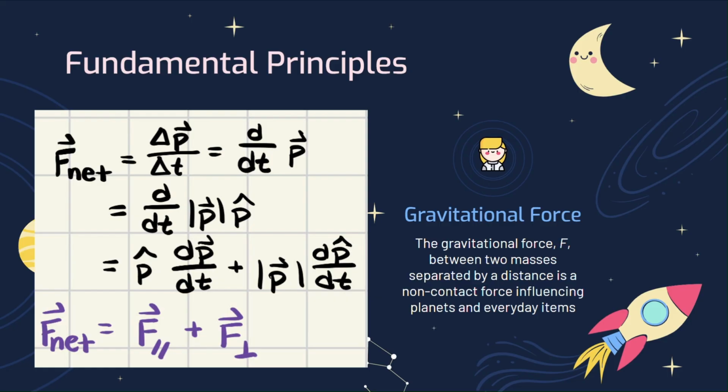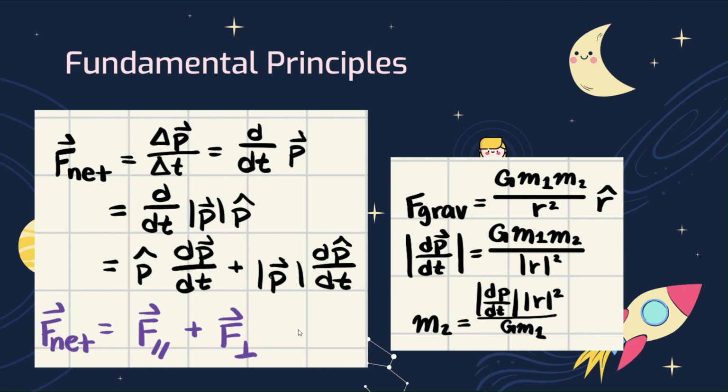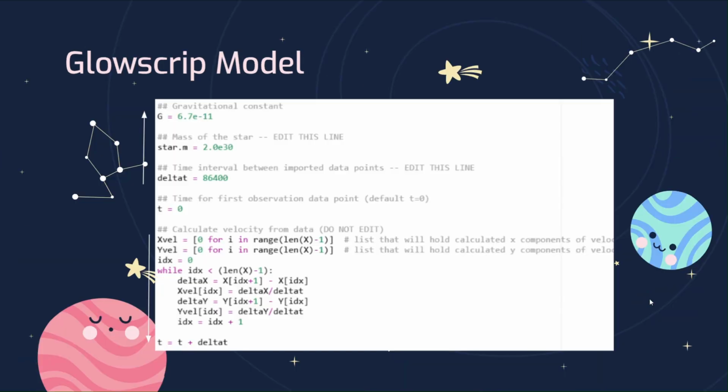The math for Newton's second law is right here. We have F net equals change in momentum over change in time. Then we can use this equation to calculate that F net equals F parallel plus F perp. And then we can say the gravitational force equals G times the two masses over R squared R hat. We can break this down, and then we can determine that the mass 2 is equal to this equation, which we will use later.